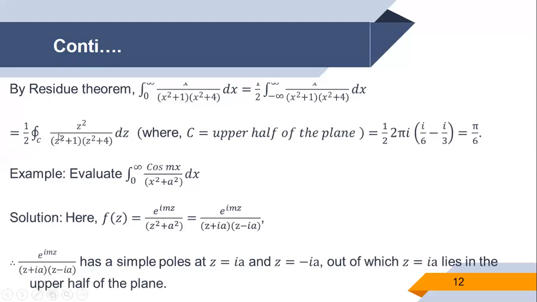Now this integral is converted to an integral over the curve C, z² upon (z² + 1)(z² + 4) dz, where the curve is the upper half of the plane. Now we find the residues of this integrand. So by the residue theorem we write 1/2, and the integral is nothing but 2πi times the sum of residues. So i/6 minus i/3, we get the answer π/6.